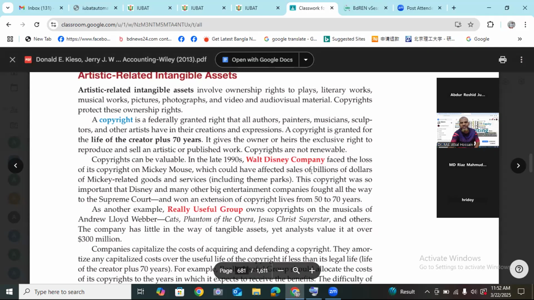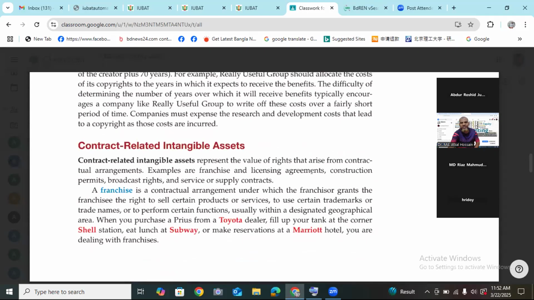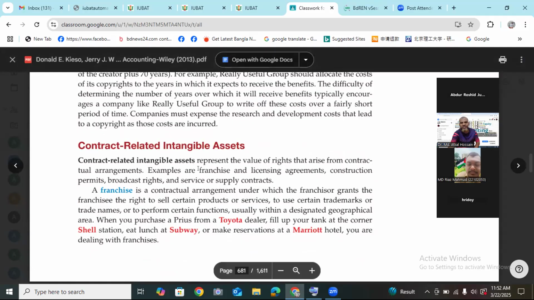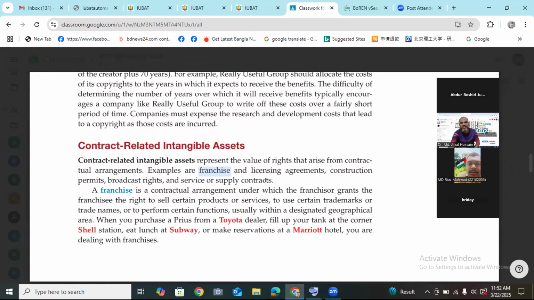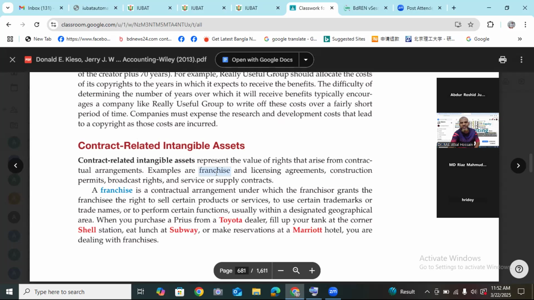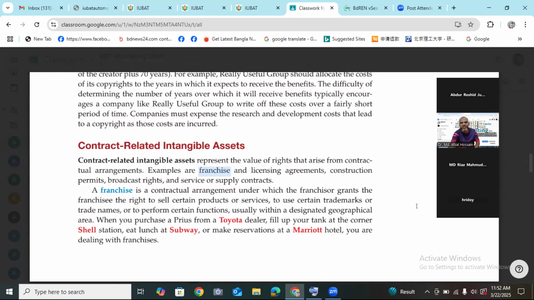So you know the artistic related intangible asset. Now the contract related intangible asset. What is this? Contract related assets represent the value of rights that arise from contractual agreements. Examples: franchise. You know the franchise. What is franchise, Rias? Franchise means getting the permission from companies of other countries. Yes, mainly companies.